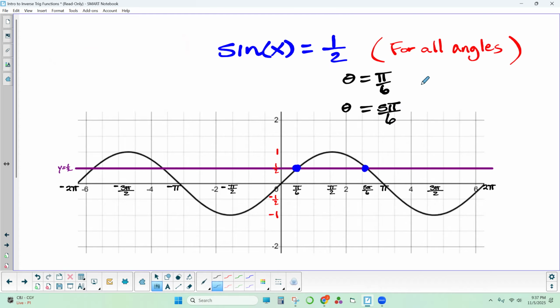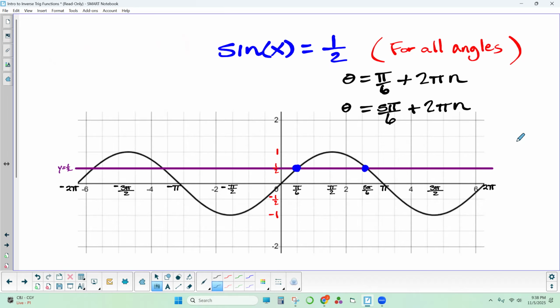To show that, I'm going to add a period of the function I'm working with, which for sine x is 2 pi, and I'm going to follow it with the letter n. What n means is any integer. It could be positive or negative, which accounts for negative angles and positive angles to infinity. So for all angles, that is my solution set.